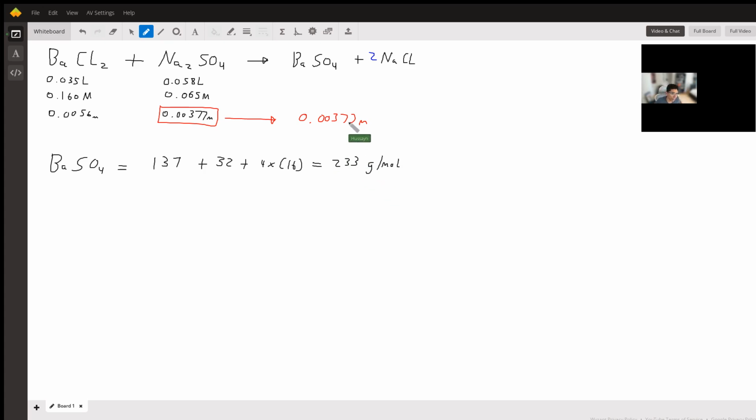Final step now is just to multiply this number of moles by this molar mass. So we end up with 0.00377 times 233, and that's 0.878, rounding to 3 significant figures, 0.878 grams of BaSO4.